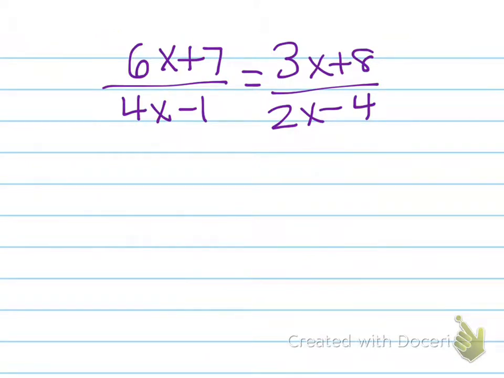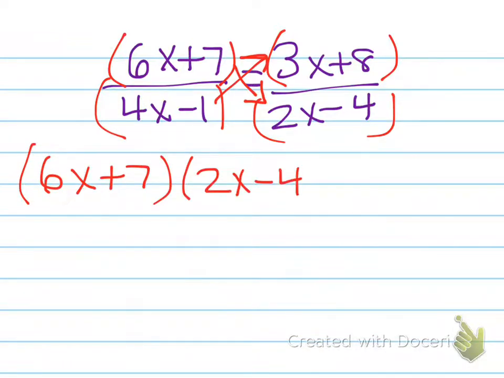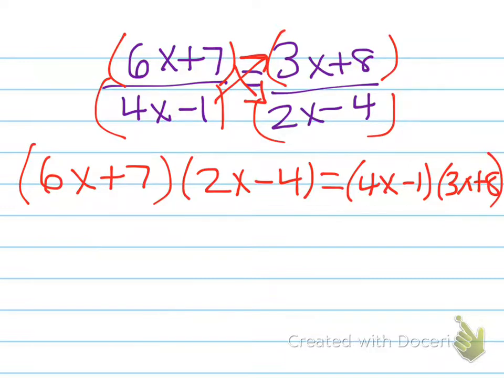Alright, so this is a very different looking rational equation compared to the other two examples we just did. So when you have one rational equal to another, so if you notice there's no plus 2 on this side or anything like that, when it's set up like this, all we need to do is cross multiply. So make sure you put in your parentheses, and then you're going to multiply 6x plus 7 times 2x minus 4 equal to 4x minus 1 times 3x plus 8. So, FOIL.